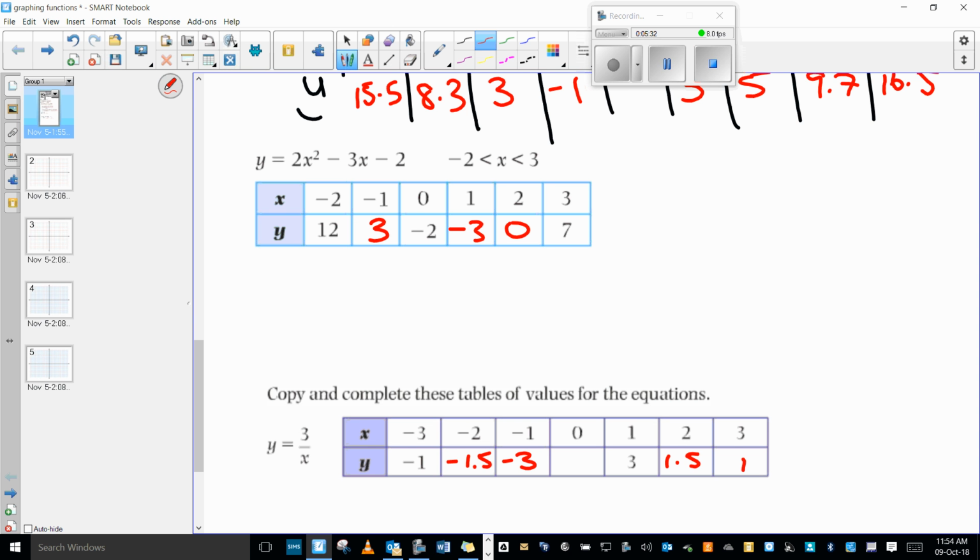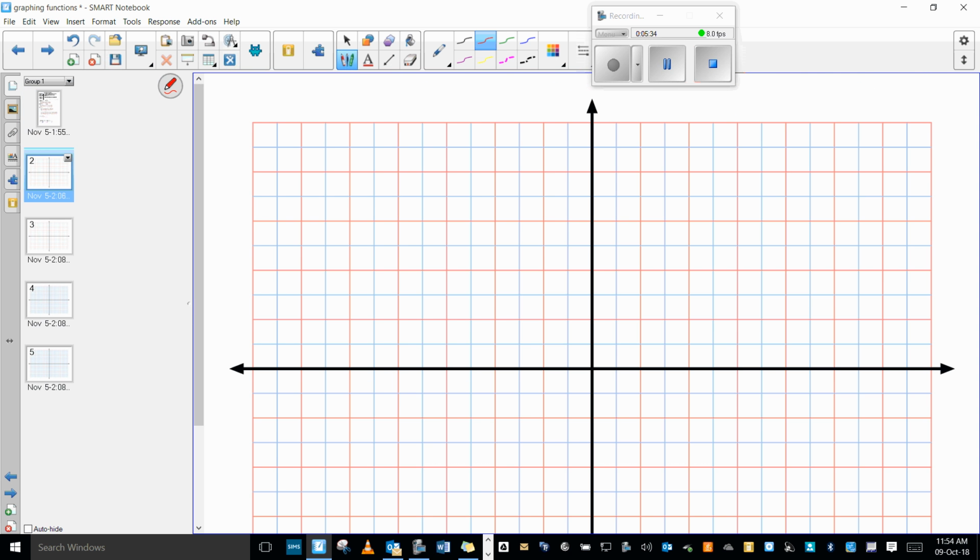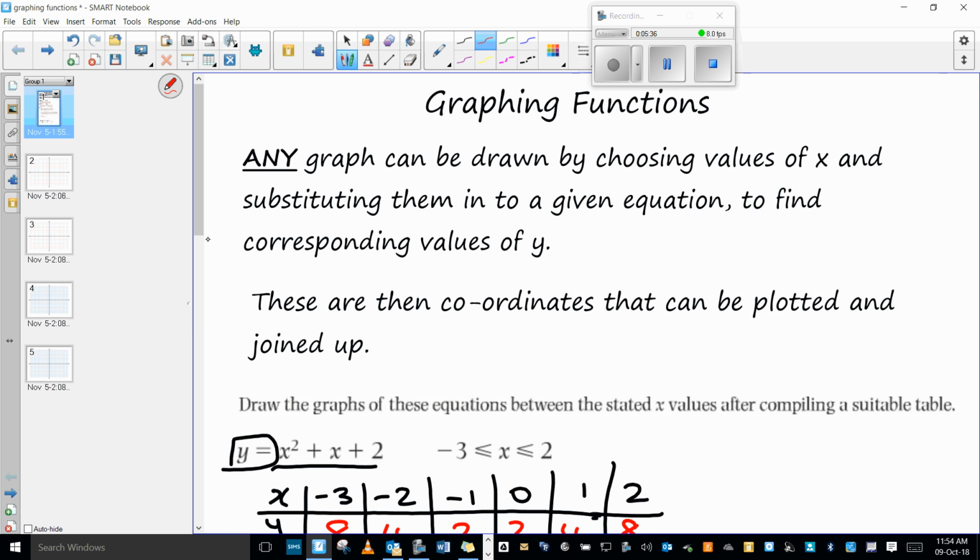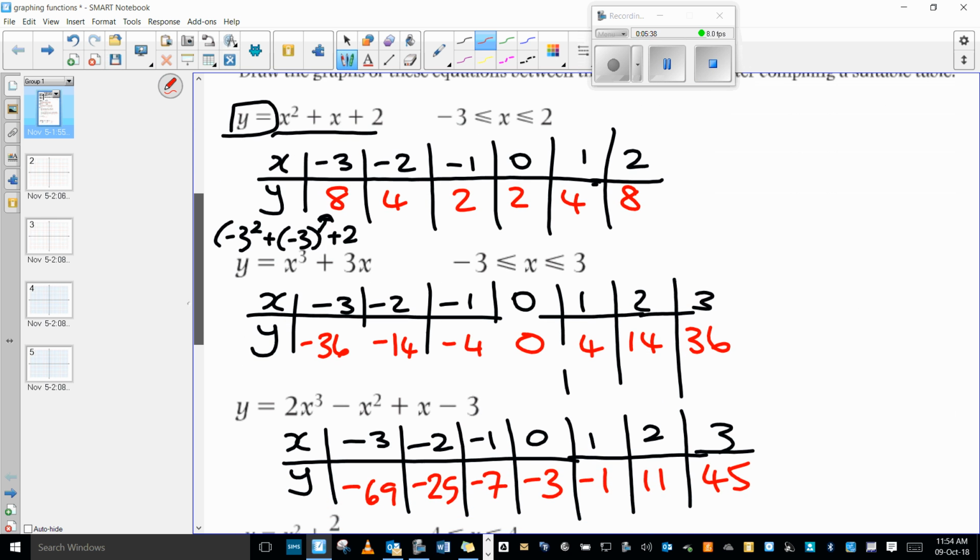So we've got our set of axes. Now the reason that I've just left the axes blank is because you sometimes need to decide on your scale. Sometimes in a question they will tell you which scale to use. Otherwise, you need to decide.